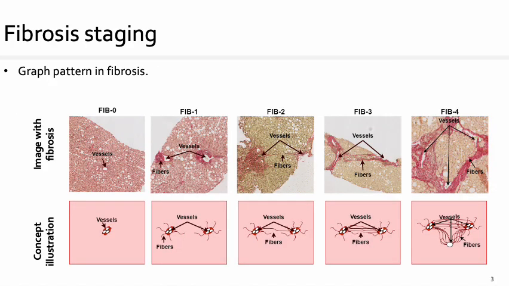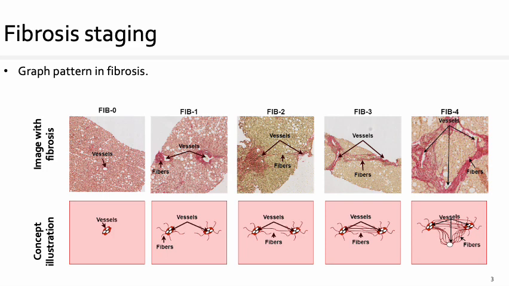Here is a figure illustrating the concept of fibrosis. Given a liver biopsy image, the fibrosis stage ranges from 0 to 4. Fibrosis detection relies on the location of fibers and vessels. Fibrosis 0 refers to no fibers around vessels.